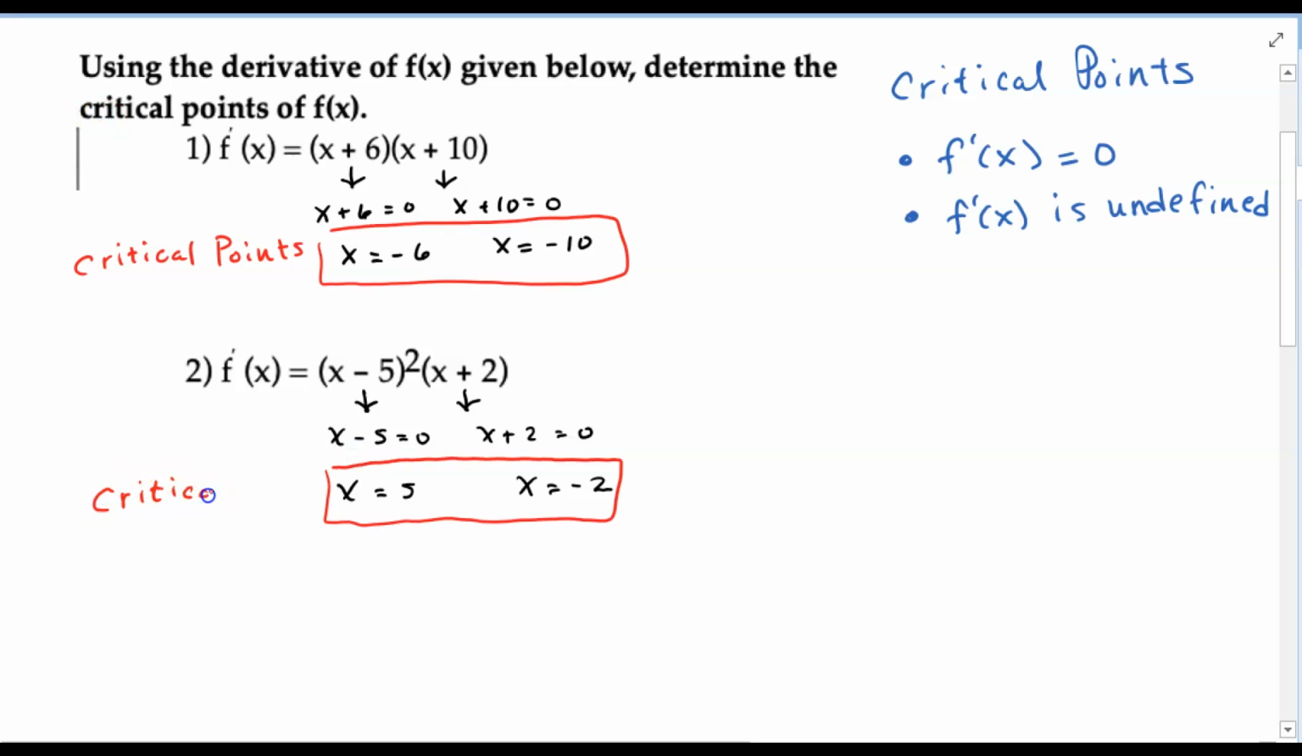So again, like I said, you don't have much to do on these problems if you're given the derivative. If you're not given the derivative, take the derivative of the original function, set it equal to 0, you'll find your critical points. There's not much more to it.